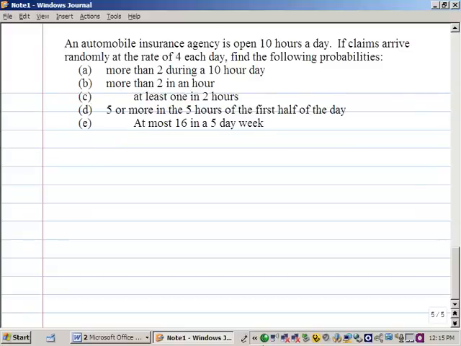Alright, I'm going to read this question and then do part A. An automobile insurance agency is open 10 hours a day. If claims arrive randomly at a rate of 4 each day, find the following probabilities. Alright, so the first thing we need to do is to just get a sort of benchmark average. So we have an average of 4 in 10 hours.